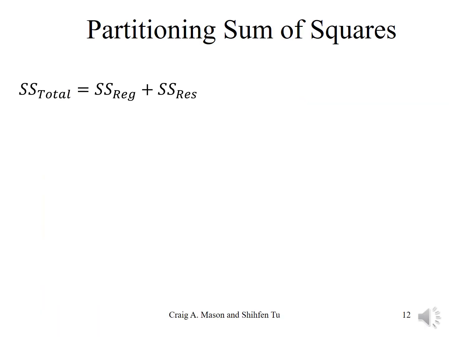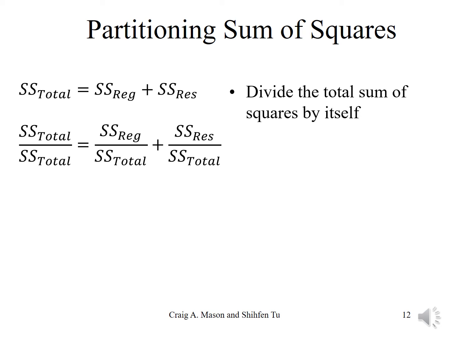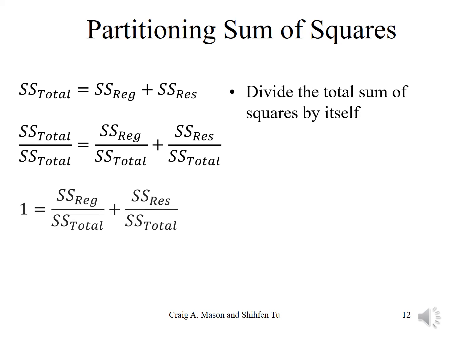Given that we've partitioned the sum of squares total into the sum of squares regression and the sum of squares residual, it would be informative to determine the proportion of that total sum of squares that's related to the regression and the proportion that's related to the residuals. That's very straightforward. You simply divide both sides of the equation by the total sum of squares. That leaves you with 1 equals the sum of squares regression divided by the sum of squares total plus the sum of squares residual divided by the sum of squares total.